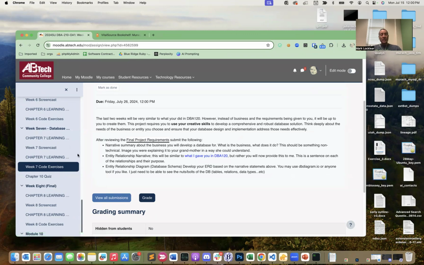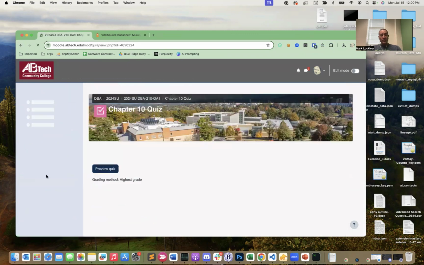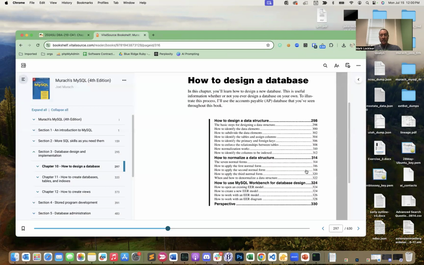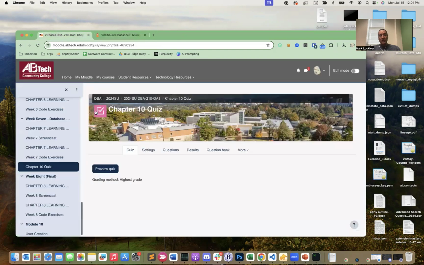So you do have a quiz on chapter 10, which is the how to design a database chapter from the Murach book. I would go ahead and read that. That's part of the reason I'm giving you the quiz, it's going to force you to go back and read that chapter. So take 30 minutes. It's not a terribly long read, but maybe take longer than that and really take your time and try to absorb as much as you can.